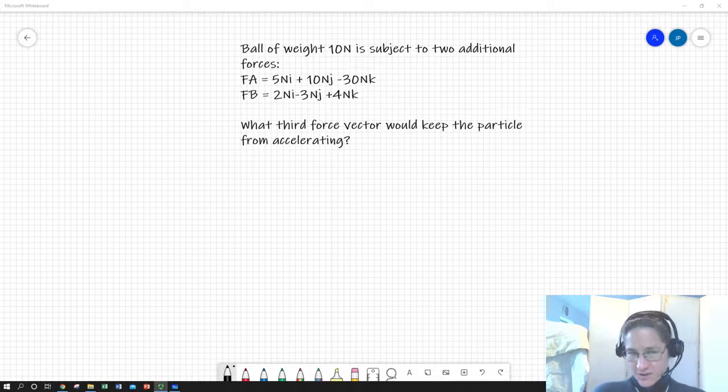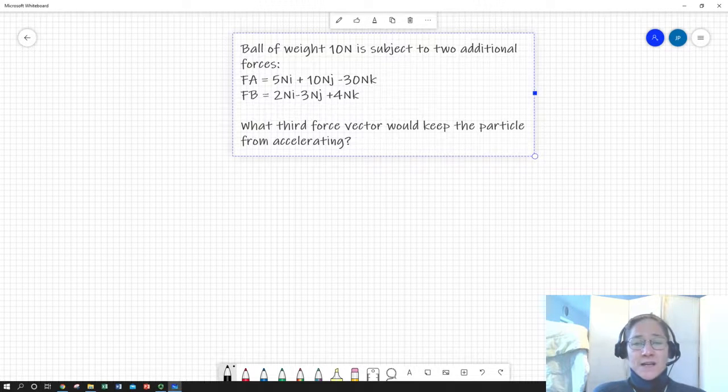We have a vector force A, which is providing 5 newtons in the I hat direction, 10 newtons in the J hat, and negative 30 in the K hat. We have another force offering us 2 newtons in the I hat, 3 newtons in the J hat, and positive 4 newtons in the K hat. And we're asked what third force vector, if any, is needed to keep the particle from accelerating. So first, maybe it is in static equilibrium, and if it's not, we need to find out how to get it there.